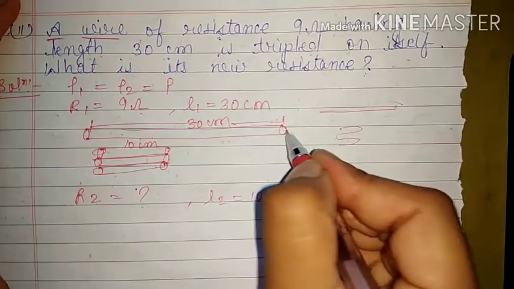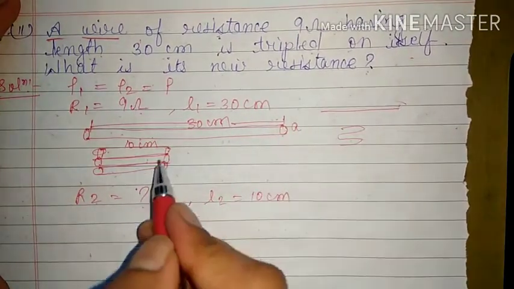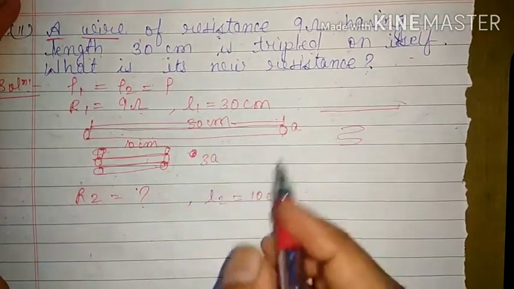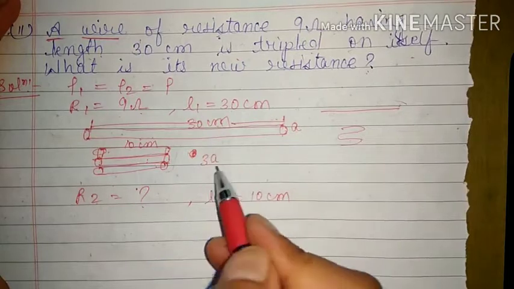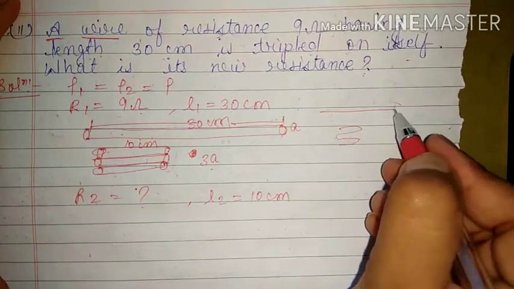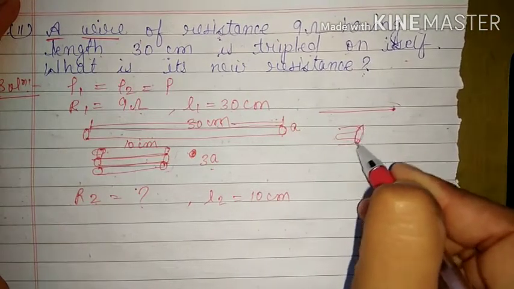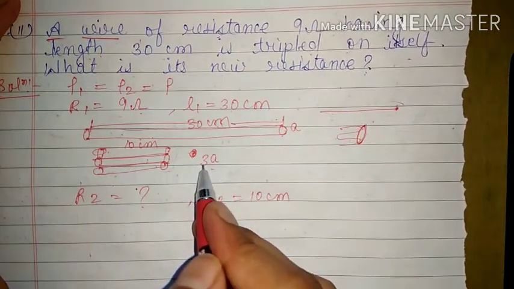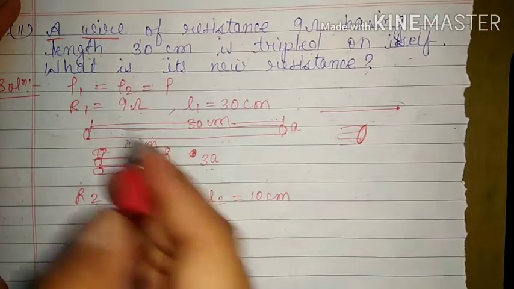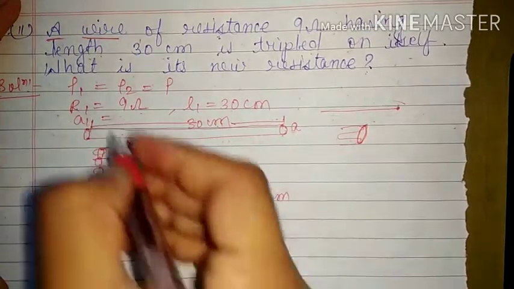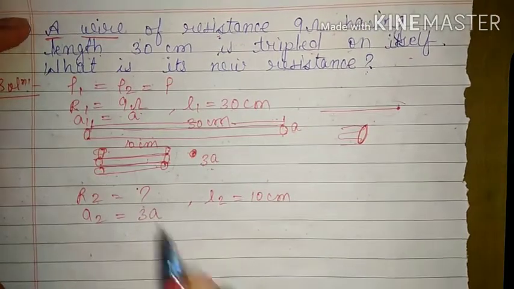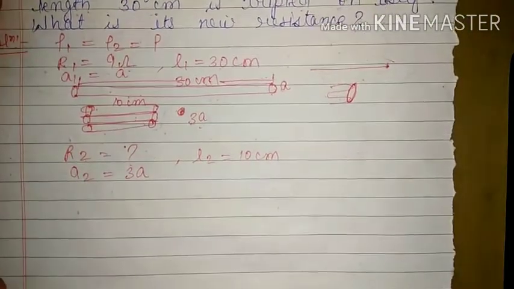Next thing, if your area of cross section is A, then here the cross section area is 3A, 3 times of A, because the length has been decreased by 1/3. So the area has been increased 3 times. Initially this was the area only and now this much area we are having. That means area has been increased when length has been decreased. So in this case we have area A, and here we have area A2 that is equal to 3A. Okay, so this is the question.